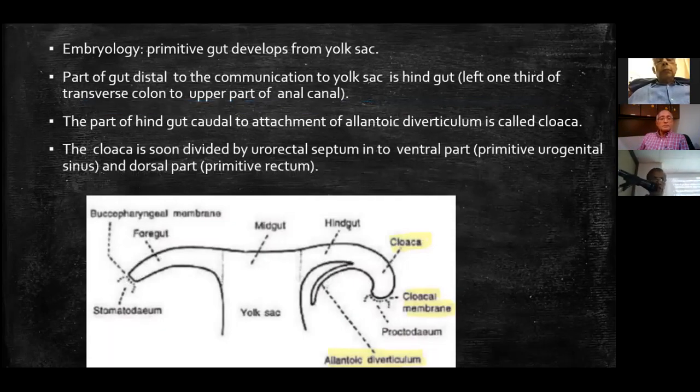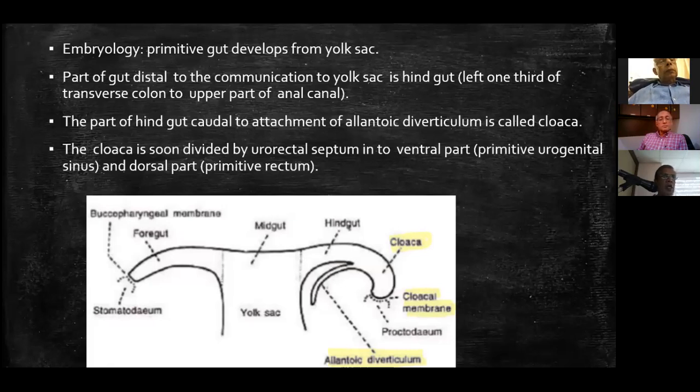And we should know the embryology. We should know that the primitive gut develops from the yolk sac. So the primitive gut is part of the yolk sac. The part of the primitive gut caudal to the communication with the yolk sac is called the hindgut. And the hindgut, which is distal or caudal to the attachment of the allantoic diverticulum, is called the cloaca. So cloaca is nothing but the caudalmost end of the primitive gut.